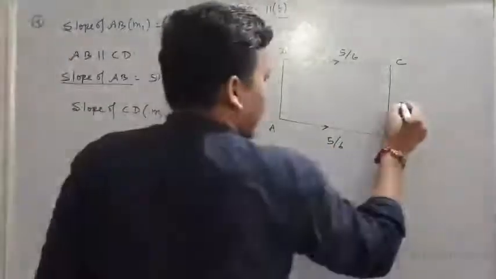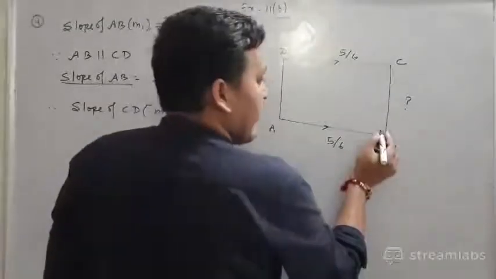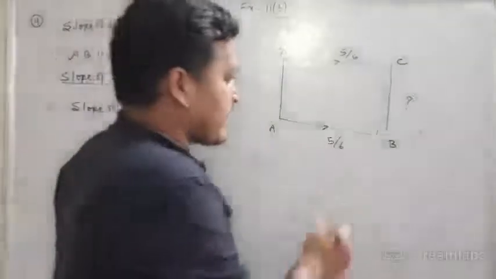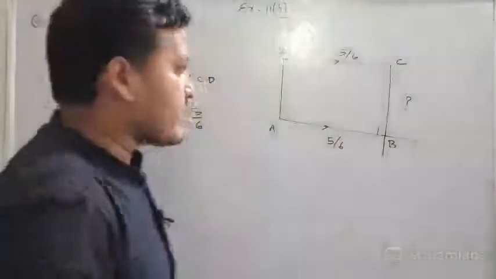So now can you calculate the slope of this line? Yes sir, we can calculate the slope of this line. As you know, the interior angle of the rectangle is 90 degrees. It means this line AB and this line CD are perpendicular to each other.